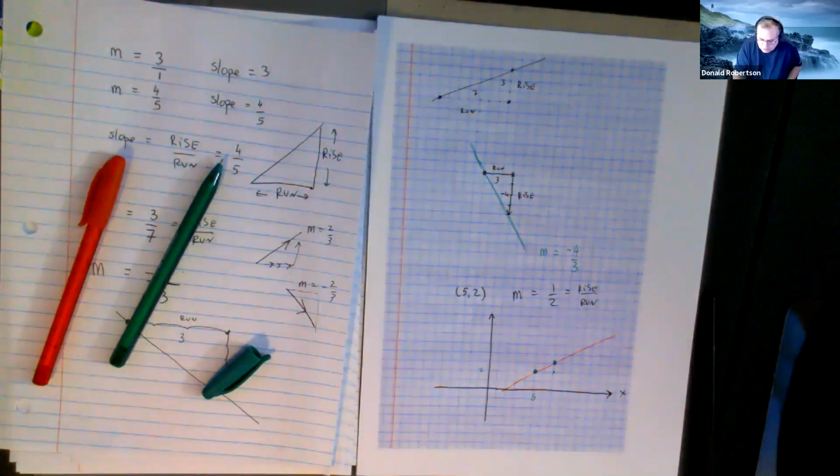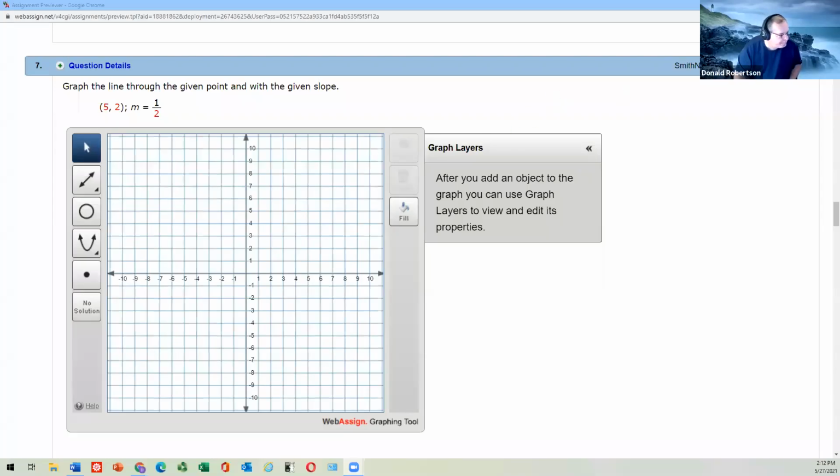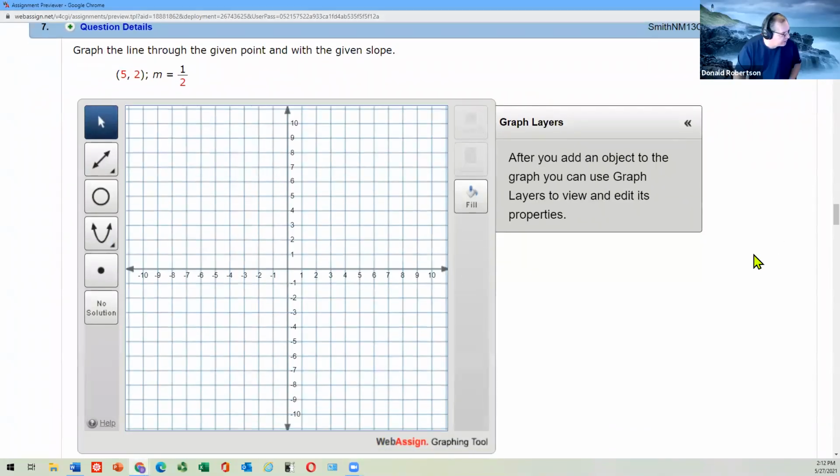So I'm going to nip over to WebAssign. If I can get this thing to listen to me. We'll see how it works. I think I can make this a little bit bigger. That might help some of you with the smaller screens. Click on this guy. Done. The coordinate is 5, 2. So 5, 2 is there.